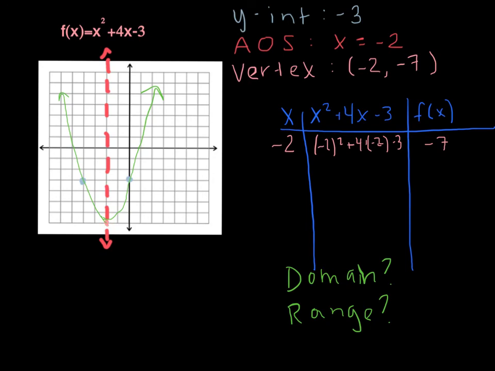So in this case, we have a minimum, and when we're talking about minimums, we're talking about our y value because our y-axis is our vertical axis. So we have a minimum to our vertical axis. So our minimum in this case is going to be our y value, which is negative 7.